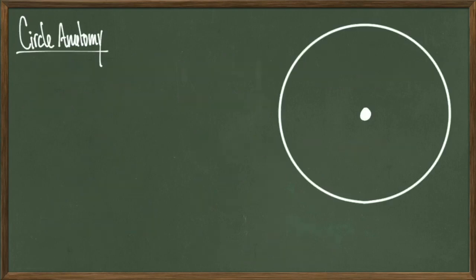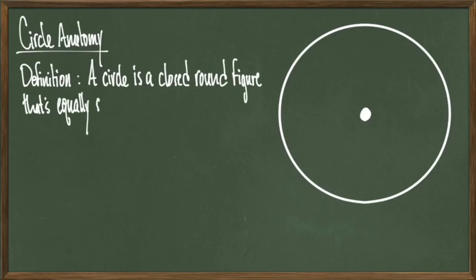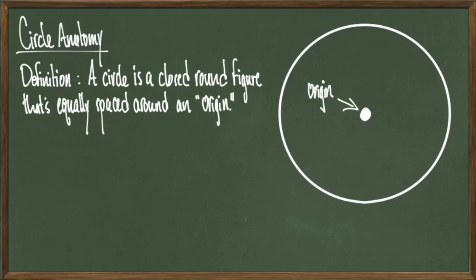For our last topic, we'll talk about some circle anatomy. By definition, a circle is a closed, round figure equally spaced around its center that we call an origin. So when I say the circle is equally spaced around the center, I mean that if I were to draw a straight line from the center to the edge of the circle, no matter what straight line I draw, they're all going to have the same length.